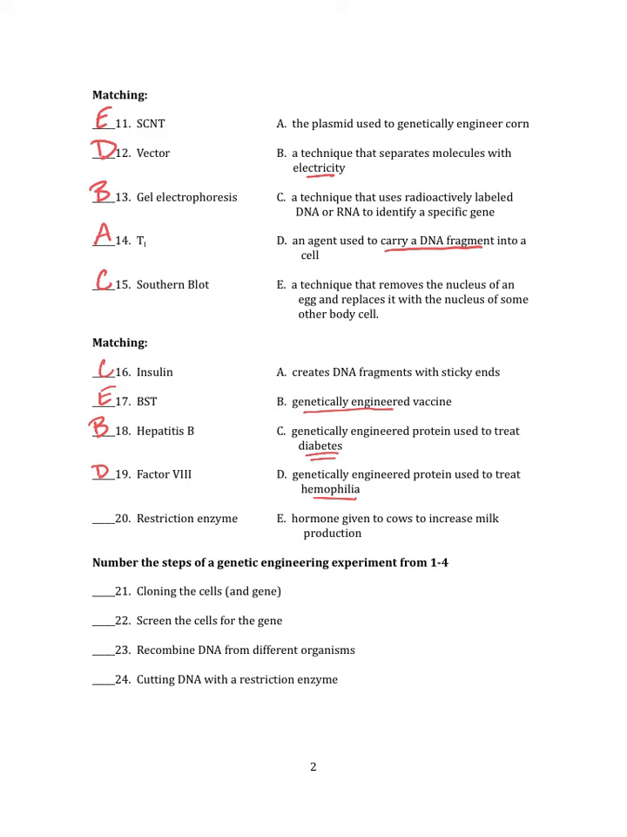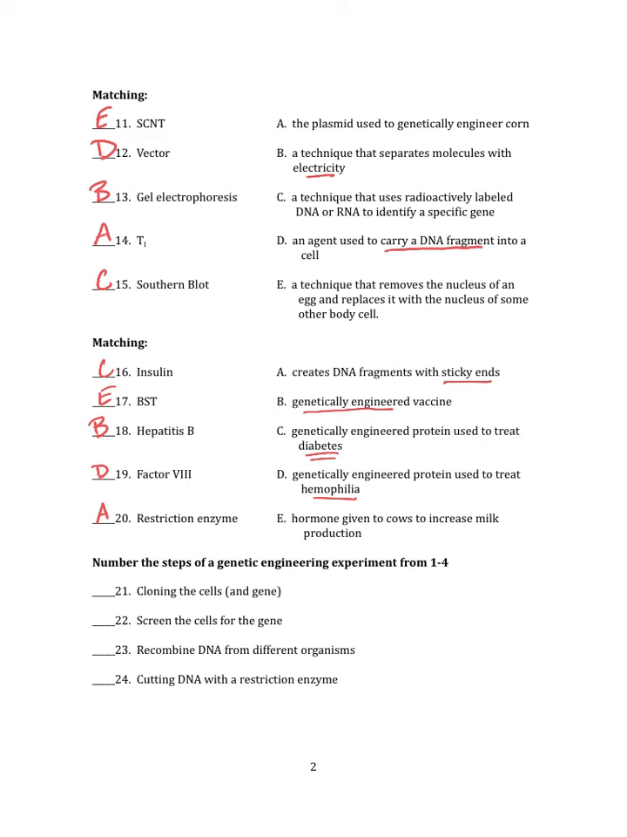Number 20 is a restriction enzyme. Restriction enzymes create DNA that has sticky ends, meaning that it leaves some DNA bases exposed so that they will stick to other fragments that have the complementary bases exposed. So number 20 is A.